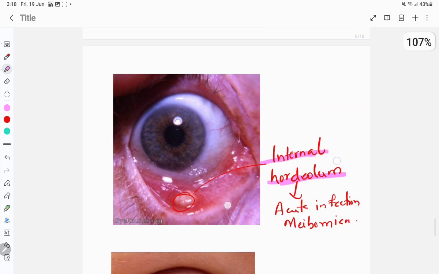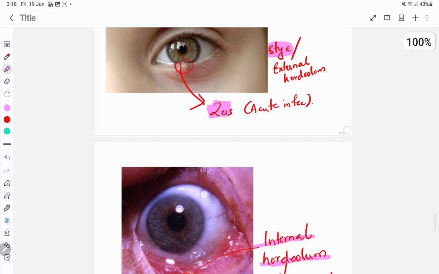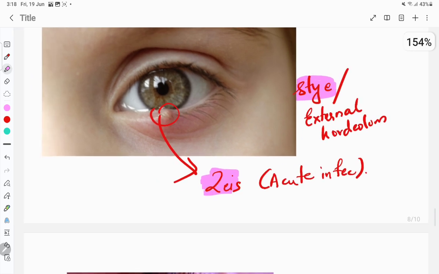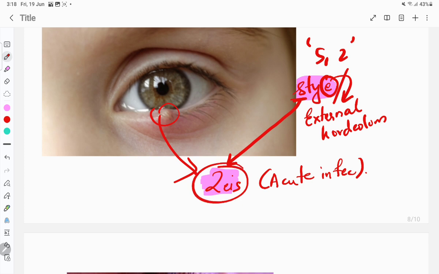Now people get confused between internal hordeolum and external hordeolum. See, look here guys, stye has an E at the end. So from that you will remember E for external hordeolum, right? And from the same word, you will remember that it is the acute infection of the S and Z glands. So stye is the acute infection of the gland of Zeis.